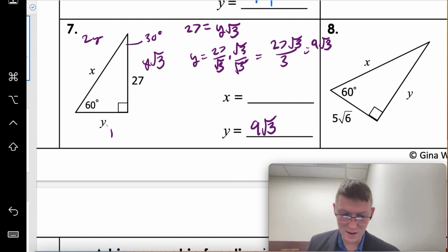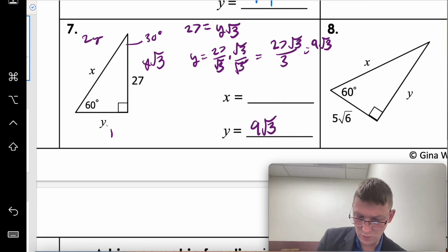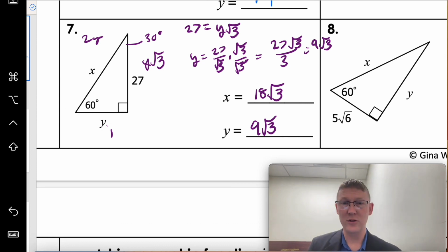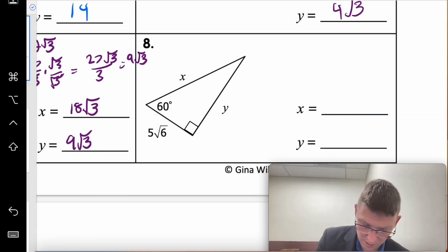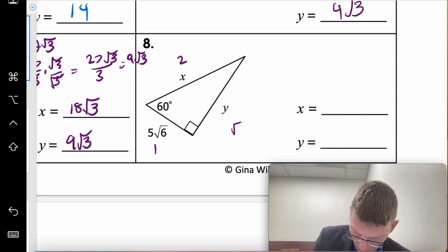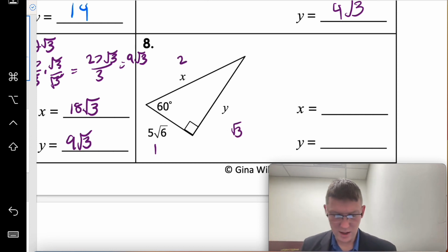So then from that, we can figure out our x. It's just going to be twice that, so it's going to be 18 square root of 3. These special triangles show up all the time, so let's get comfortable with them. So number 8, again, a 30, 60, 90 triangle. This is my smaller side. So this is my 1, this is my 2, and this is my square root of 3.